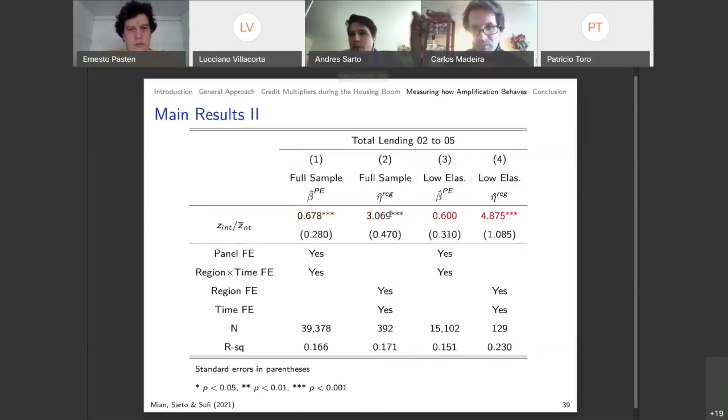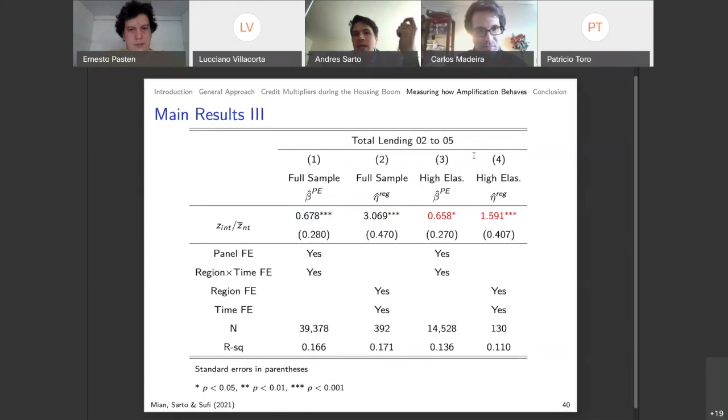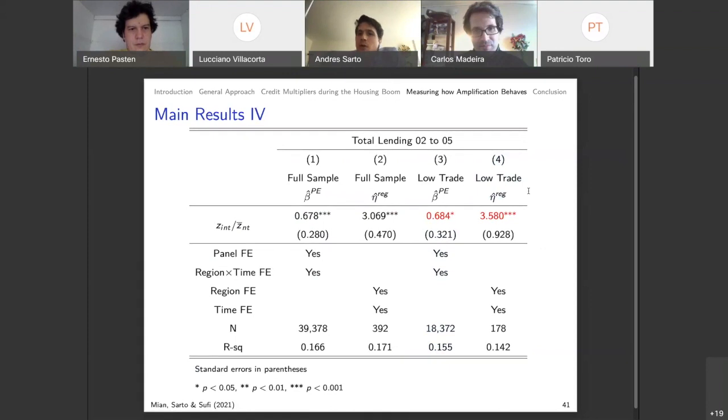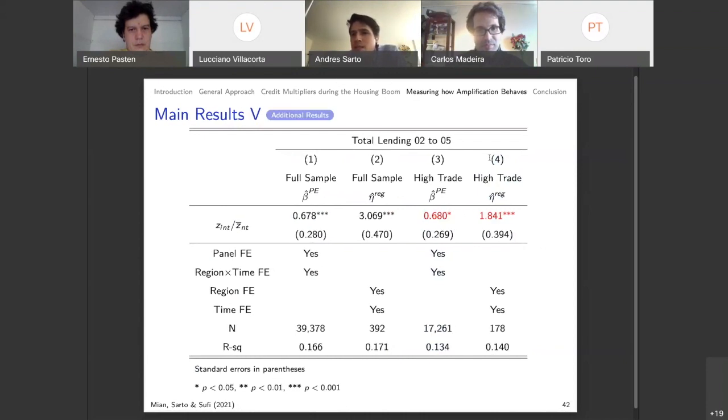If I look across the low elasticity places, I still see a huge increase in the G multiplier. Again, the partial equilibrium effect doesn't seem to change much among those. If I look at the high elasticity places, again, the partial equilibrium effect almost stays the same, but the amplification gets dampened, so it gets reduced heavily in those places. And if I look at places that tend to be more closed, the amplification also increases a lot. The partial equilibrium effect seems to be stable, and the amplification decreases a lot in places that tend to be more open. Again, the partial equilibrium effect seems to be stable.